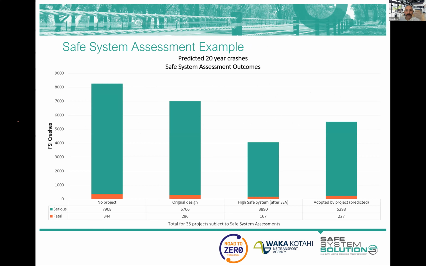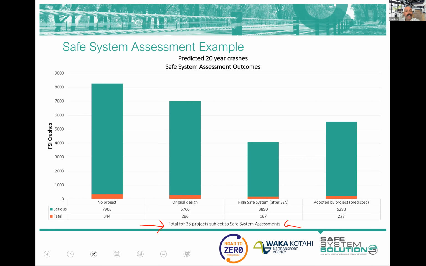Okay, the first thing I want to do, though, is talk to you about an evaluation of safe system assessments. This was an independent evaluation done by Blair Turner, who some of you probably know. Blair is originally a New Zealander, and he lives in Australia now, or maybe in the US. I can't even remember. Anyway, doesn't matter.